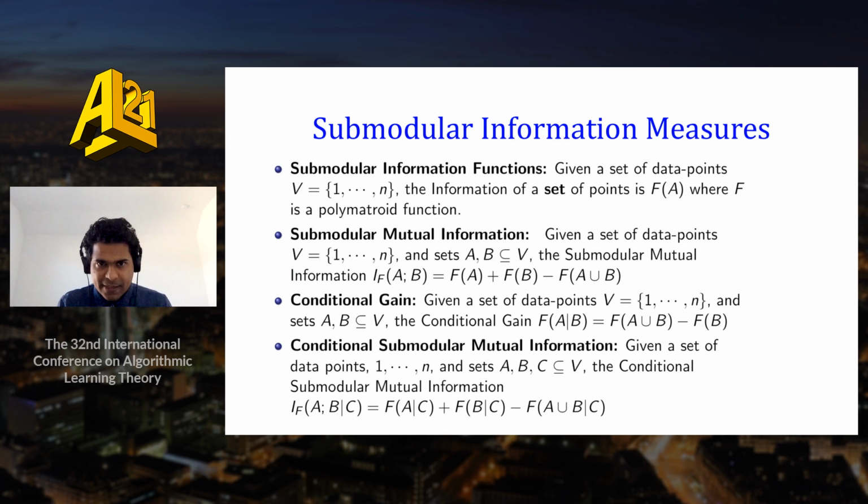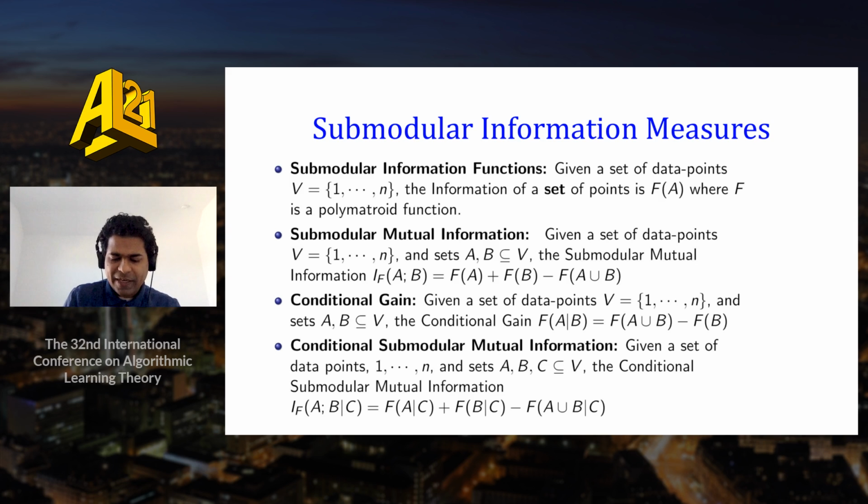Given this, we can try to characterize a more general class of information measures, which can be defined via submodular functions. So you can define these submodular information functions, which generalize entropy. Given this, you can define a few simple extensions. One is the submodular mutual information, or the submodular joint information.